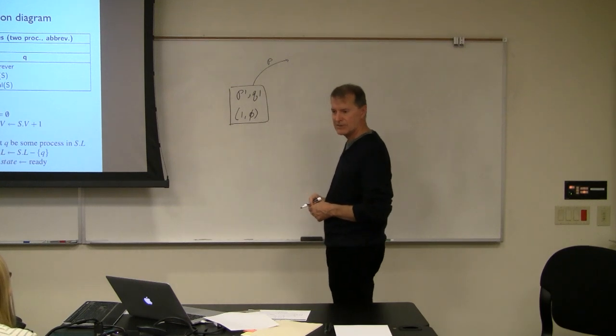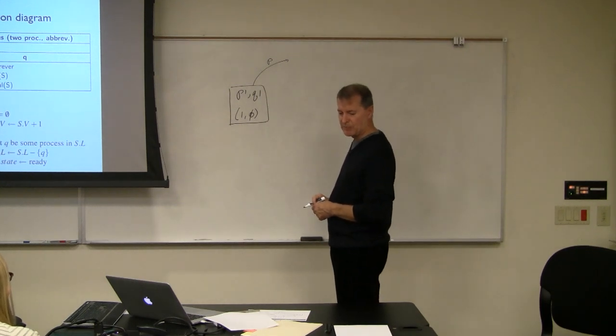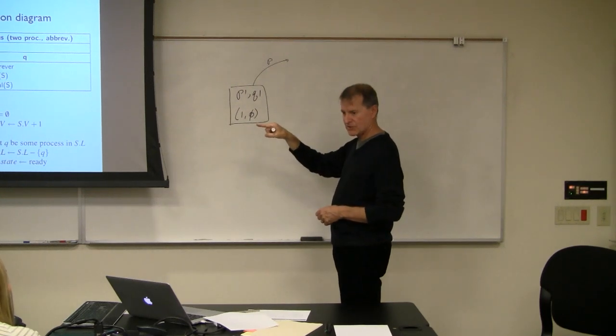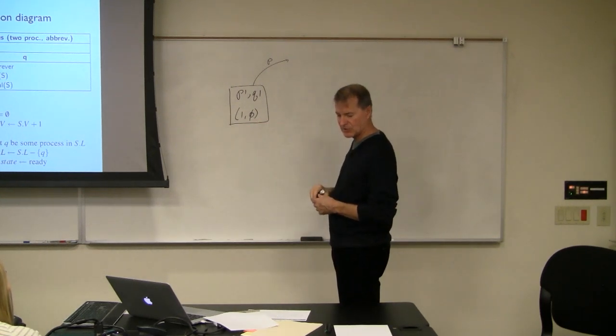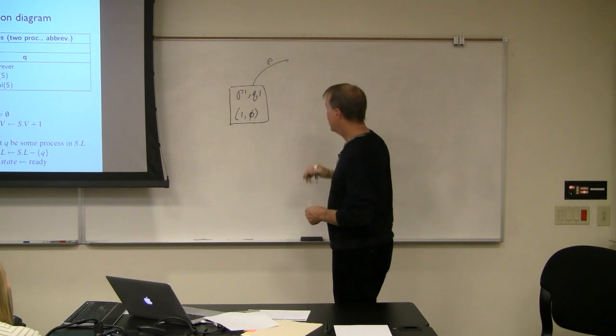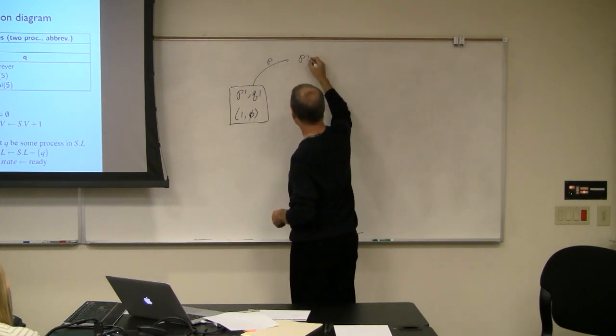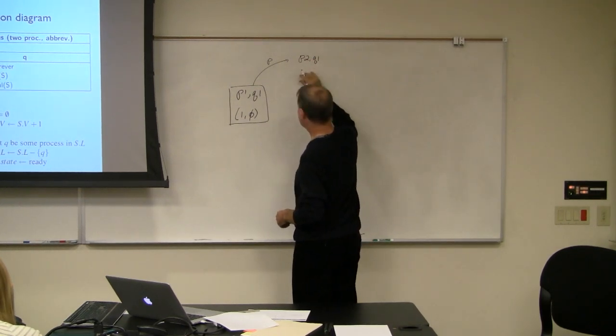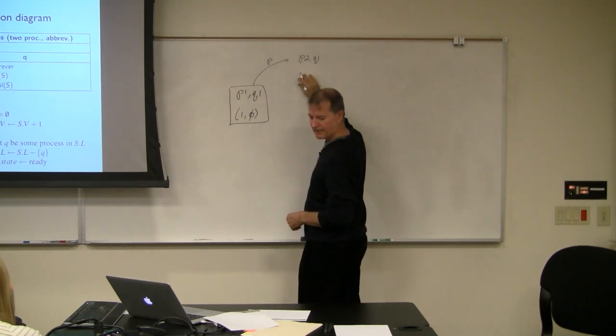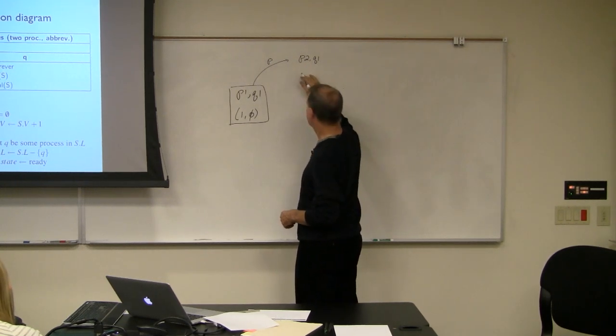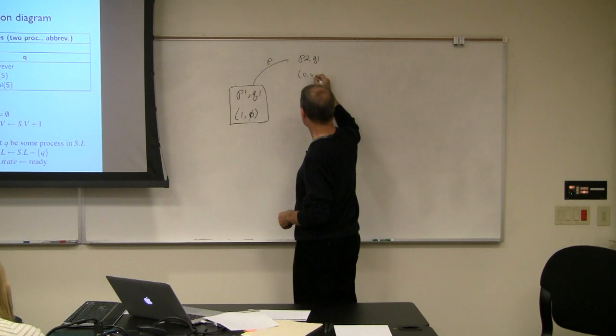Okay, so Sam, what do you think? If we do a P, then what state are we in? You understand what we did, how we did the abbreviated. So what's it going to be? P2, Q1. Q1, good. Zero, empty. Yes, zero, empty.